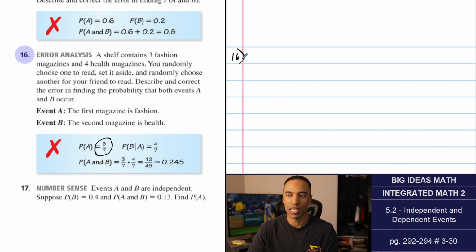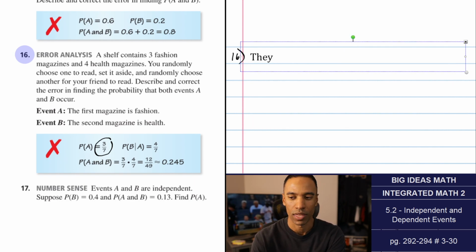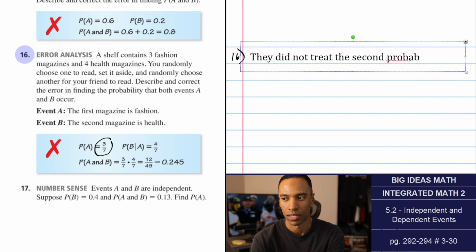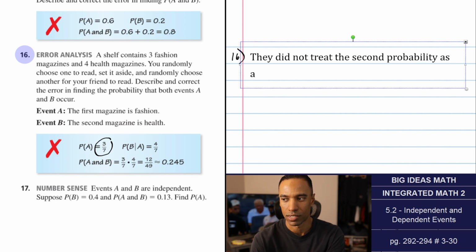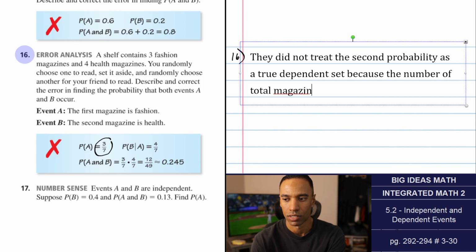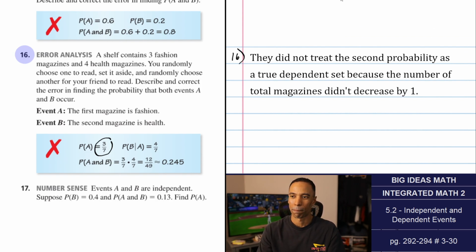So for number 16, let's first address the error, and then we'll correct it. They did not treat the second probability as a true dependent set because the number of total magazines didn't decrease by 1.